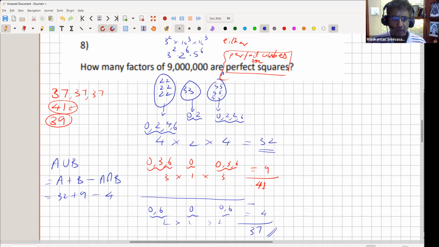Did you find a mistake, Apurva, with 39? Yeah, I didn't eliminate the double counting correctly. I missed 2 cases. Okay, all right.